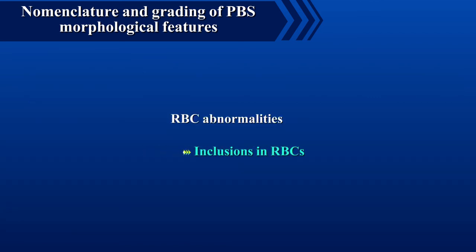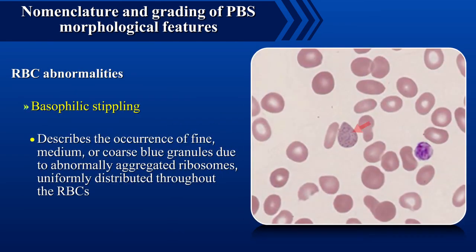Coming to fourth, that is inclusions in red blood cells. Basophilic stippling describes the occurrence of fine, medium, or coarse blue granules due to abnormally aggregated ribosomes uniformly distributed throughout the red blood cells.